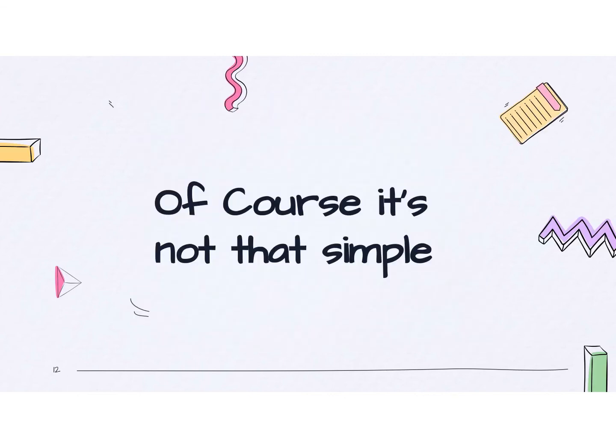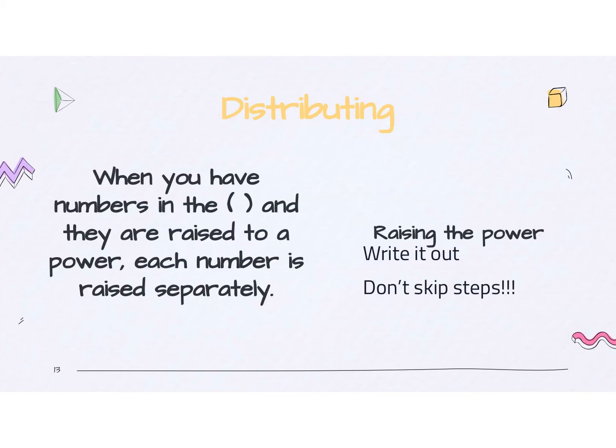Oh, right, of course. It's not that simple. It never is, is it? There's something called distributing, because why would it just be easy? When you have numbers in the parentheses and they're raised to a power, each number separately is raised. Each number is raised separately. That's what's important here, you guys.